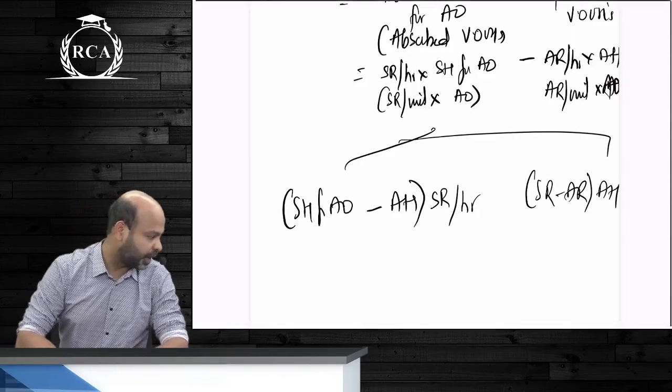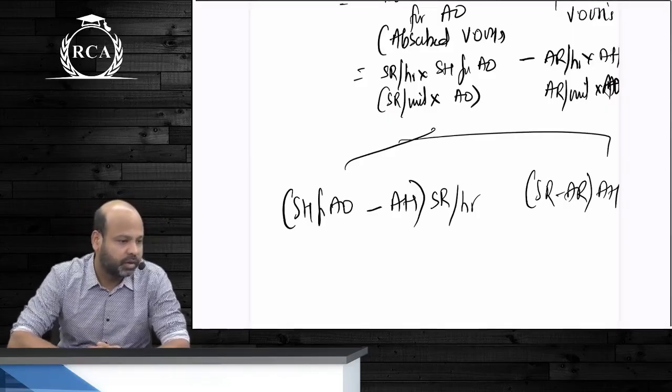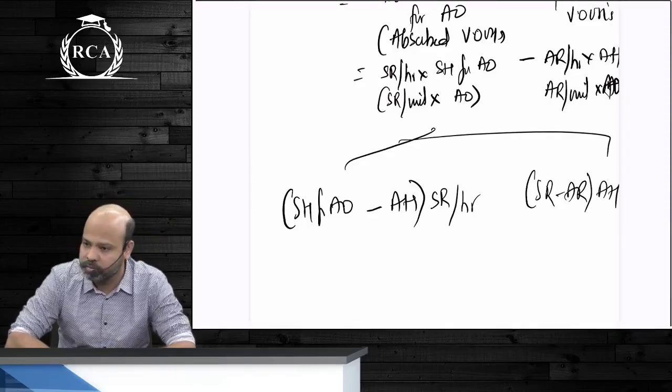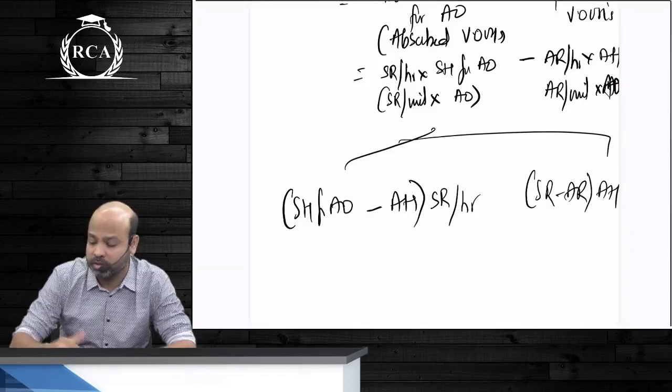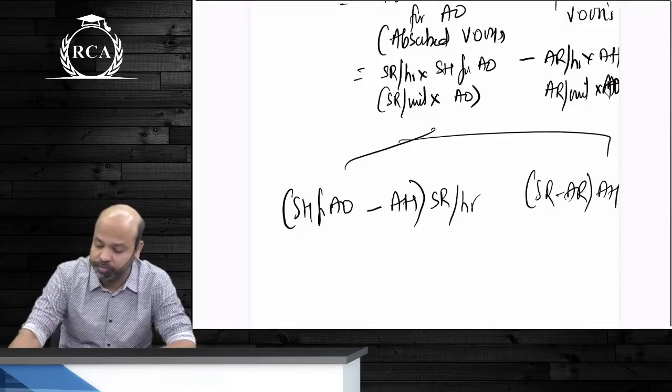Now, what about the bifurcation of efficiency variance? Yes. When will efficiency and mix come?